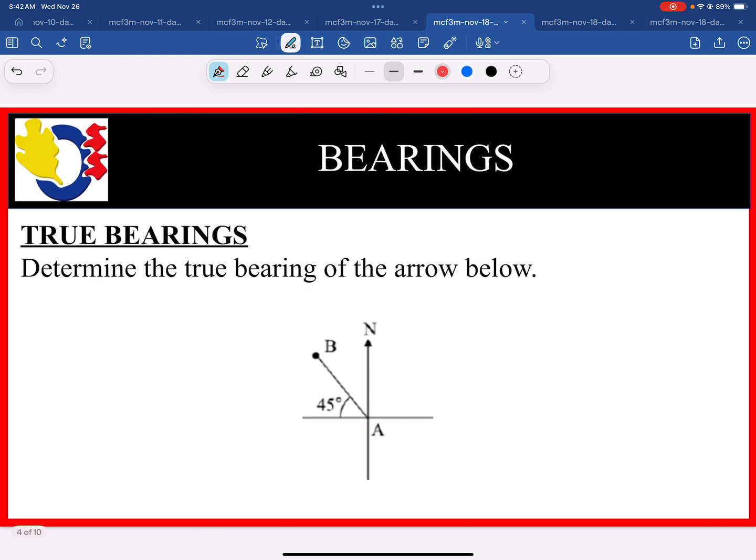All right, the next example, we have to go all the way around here. So we have a 90, 90, 90, and then 45. So 90 plus 90 plus 90 plus 45. We'll call that theta or whatever you want to call it. So that's 315 degrees true.